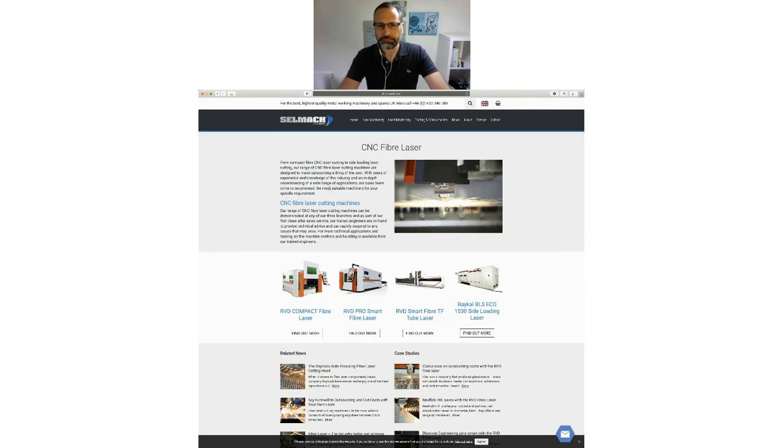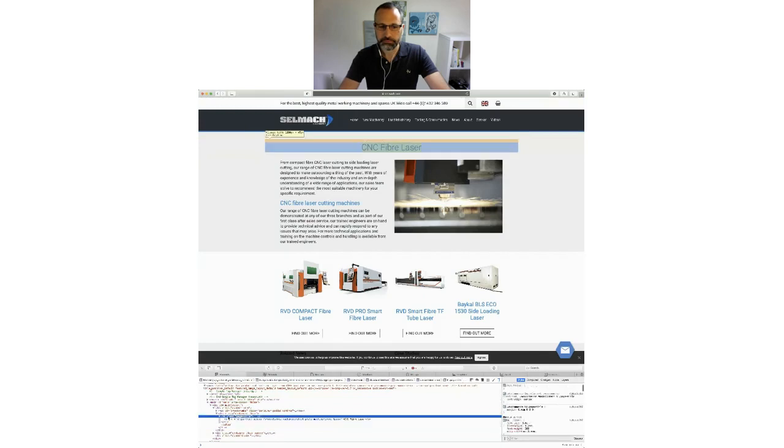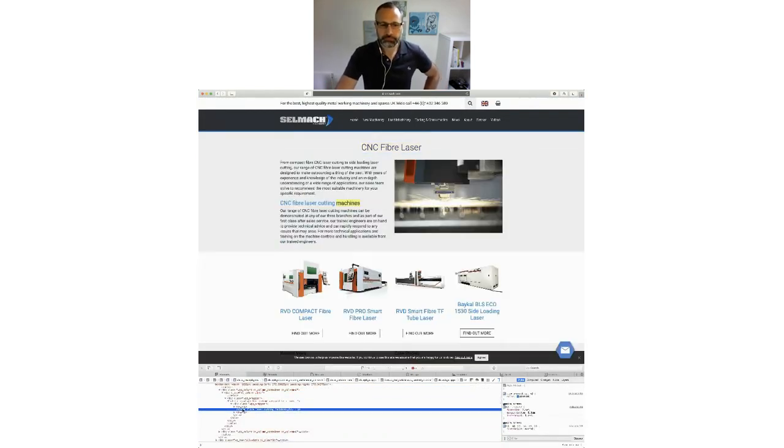So basically, I always explain heading tags like this: imagine you're writing a Word document or a piece of content. Your H1 is effectively the title of your piece of content, and then your H2s are your subheadings, and then H3s are your subheadings, and so on. So it's basically saying this page is about CNC fiber laser, and then giving it a subheading of CNC fiber laser cutting machines reinforces the topic of the page straight away.